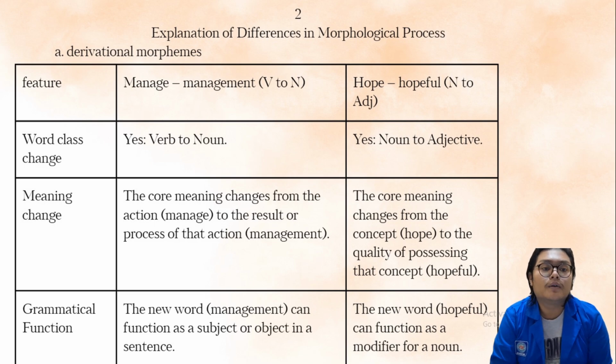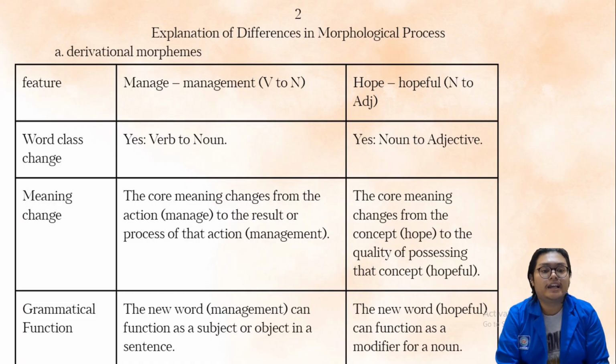Grammatical function. The new word management can function as a subject or object in a sentence. What about the word hopeful? Does it change the word class? Yes, noun to adjective. Meaning changes. The core meaning changes from the concept hope to the quality of possessing that concept, hopeful. In grammatical function, the new word hopeful can function as a modifier for a noun. So that is for derivational morphemes.